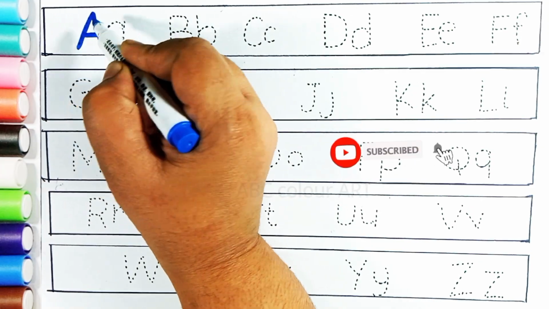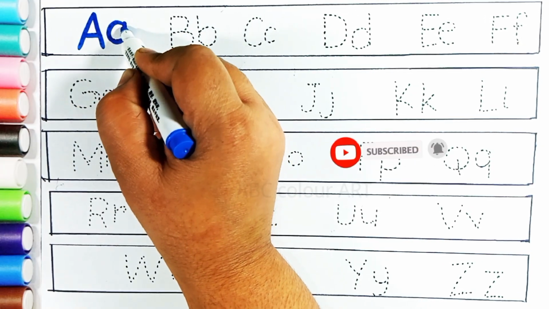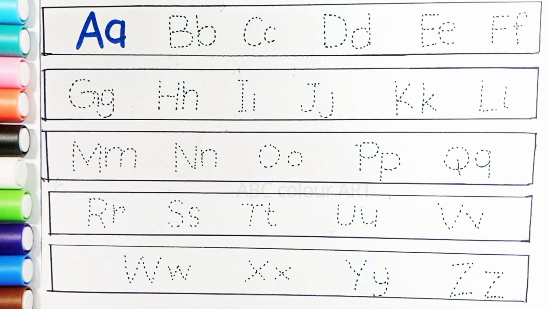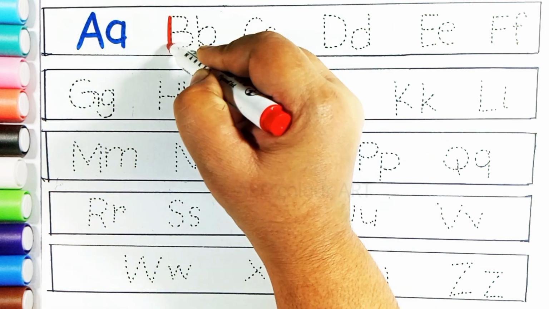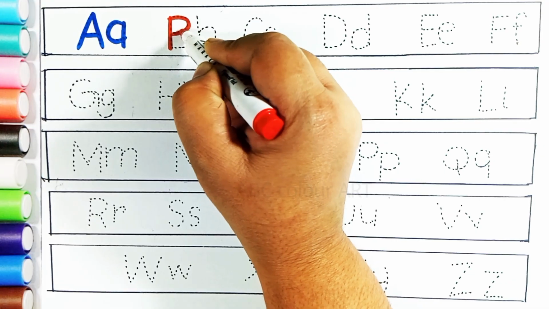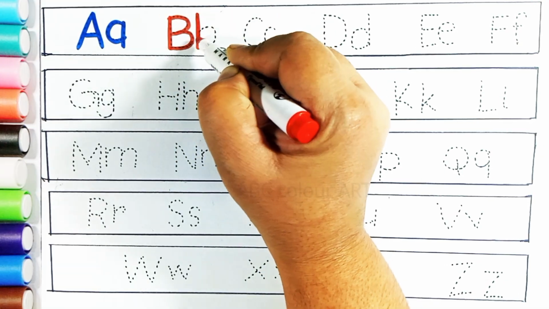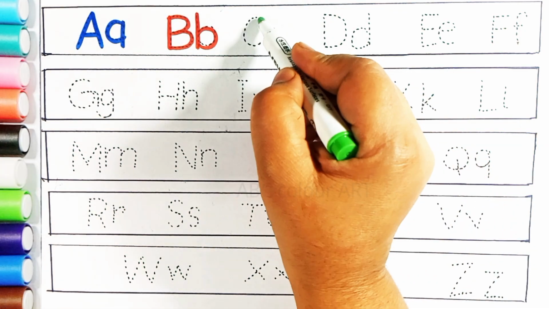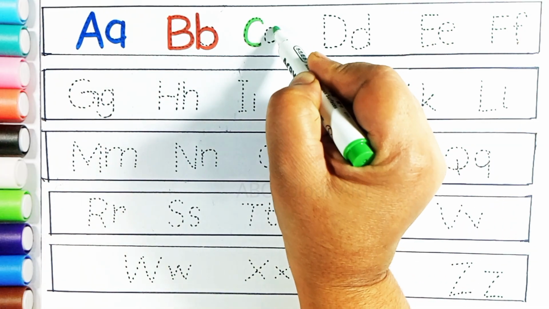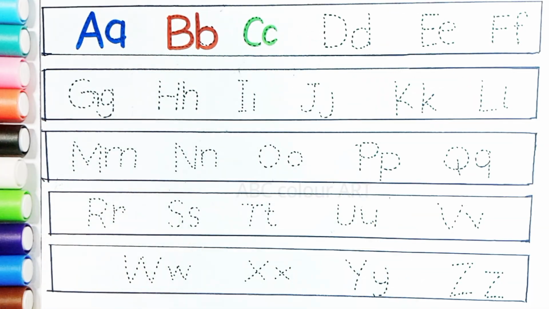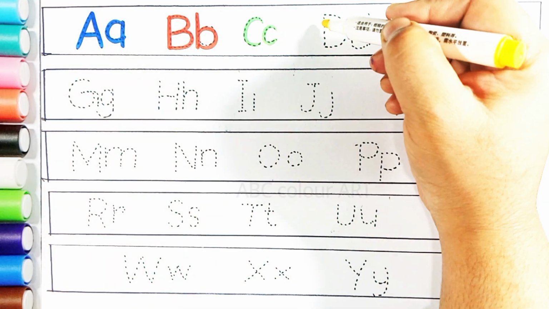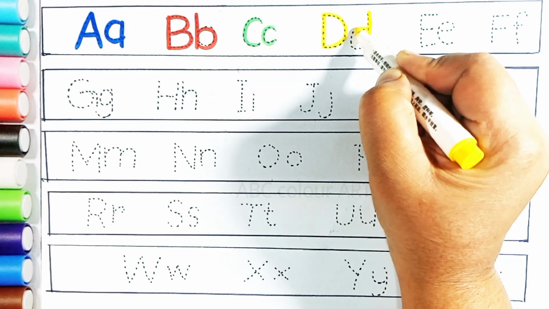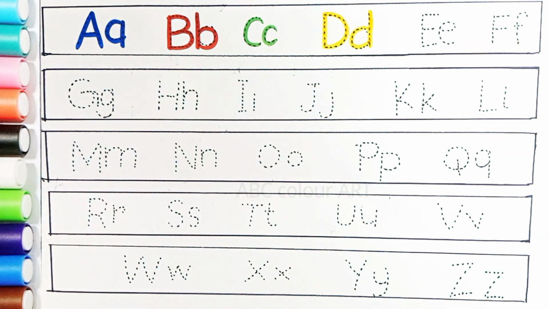Blue color. Capital A, small a. A is for apple. Red color. Capital B, small b. B is for ball. Light green color. Capital C, small c. C is for cat. Yellow color. Capital D, small d. D is for duck.